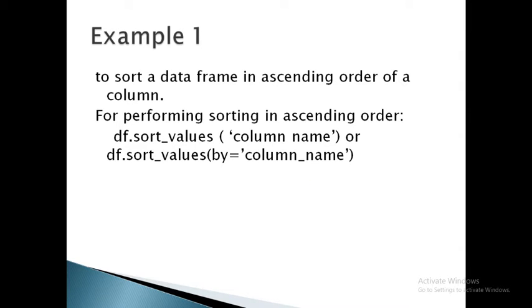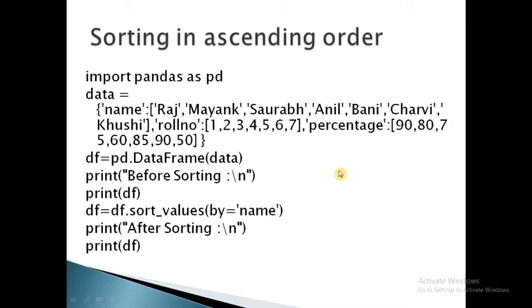Now let us see the first example. If you want to perform simple sorting in ascending order of a column, what will we write? Data frame name dot sort_values, and in round brackets we will write by is equal to column name. Let us take an example of it. This is import pandas as pd. Why do we import pandas as pd? Because we are importing the pandas library to your Jupyter notebook or whichever IDE you are using.